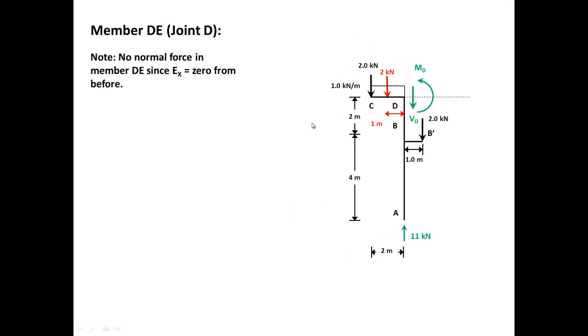Again, no normal force in this member. Summation of the forces in the y direction should equal to 0. What do I have? Negative VD minus 2 plus 11, and I have a minus 2 again. So VD is 5 kilonewtons. So the shear here is positive 5.